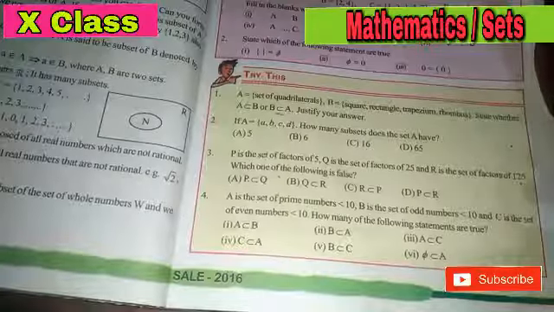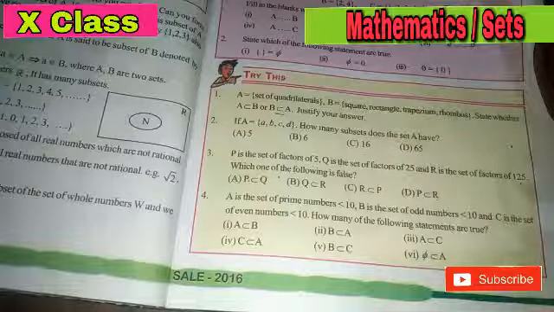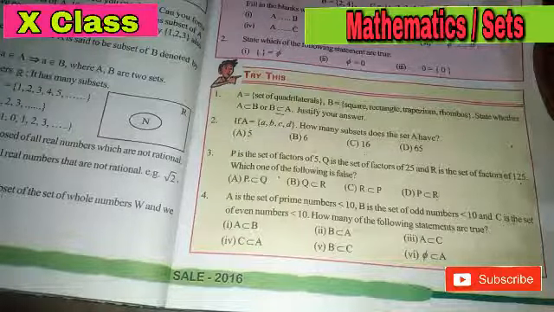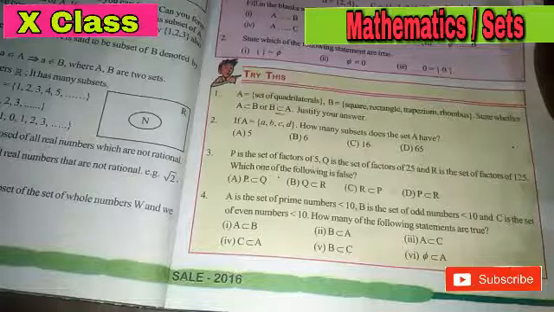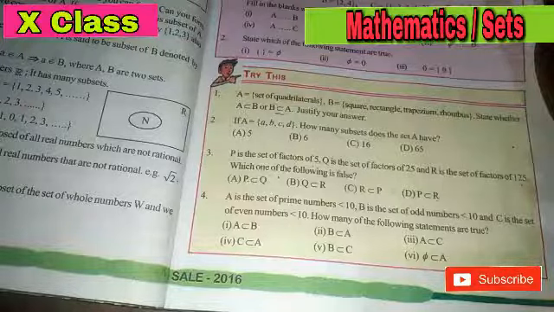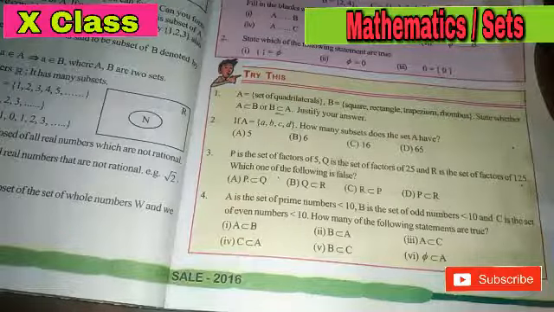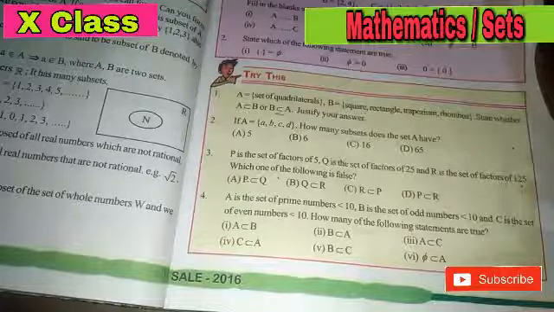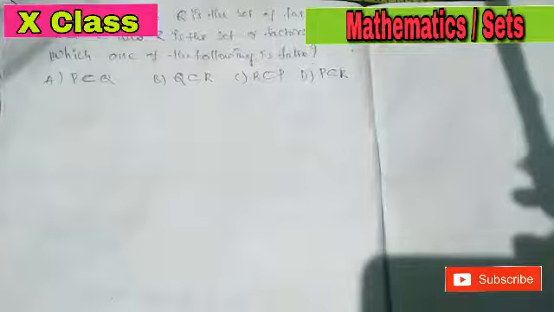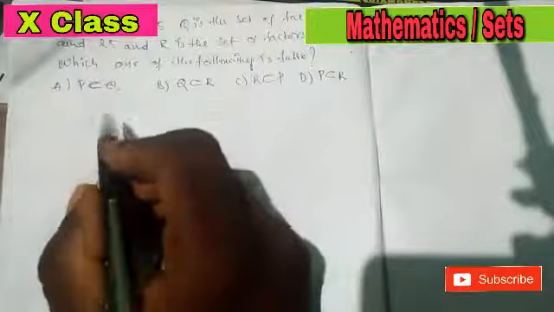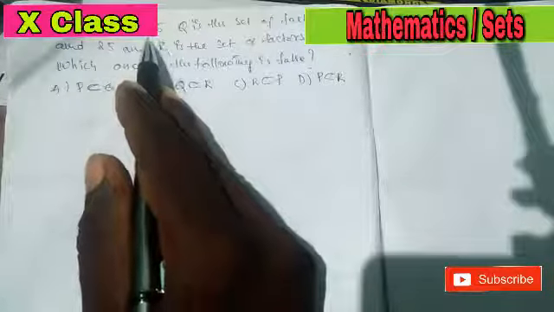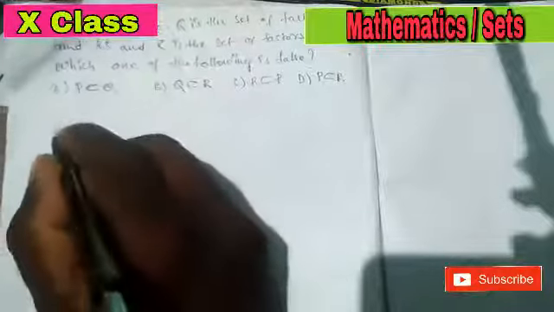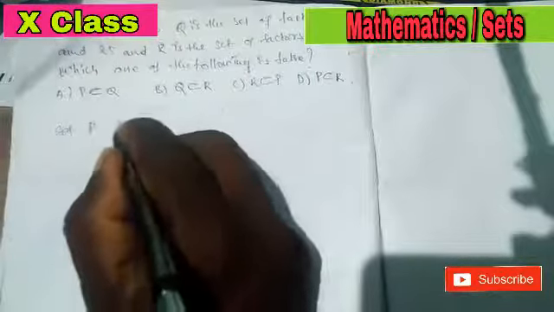See the third question. P is a set of factors of 5. Q is a set of factors of 25 and R is a set of factors of 125. Which one of the following is false? So I am going to solve this problem. I wrote the same question here. So first of all, P is a set of factors of 5. So solution: P is equal to, what are the factors of 5?